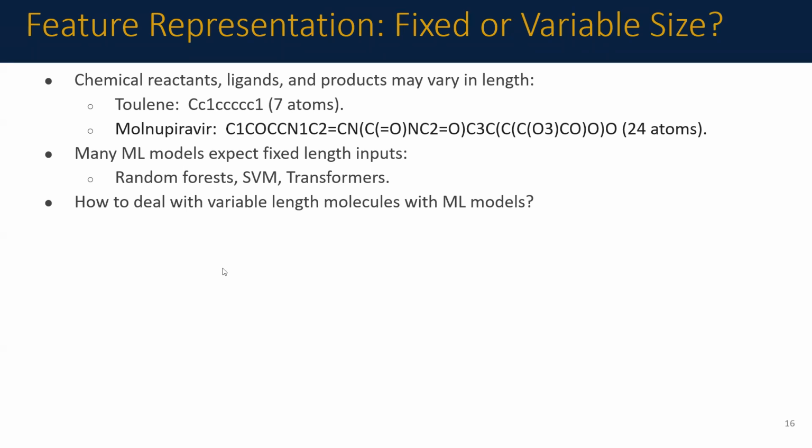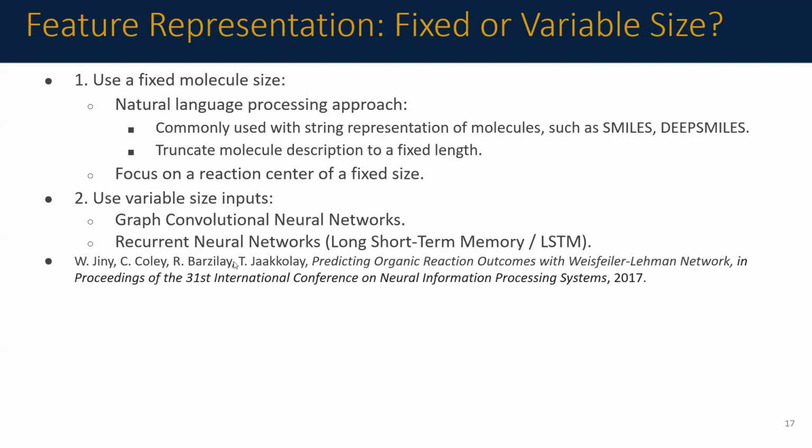So how might we do that? One approach would be to just use a fixed molecule size. A lot of natural language processing models that we saw before, like a transformer possibly, or an LSTM, might just say, okay, you could have a molecule that's 100 or 150 or 80, but we're just going to truncate the molecule and say we're only going to use something that's 50, or we're only going to use 75.